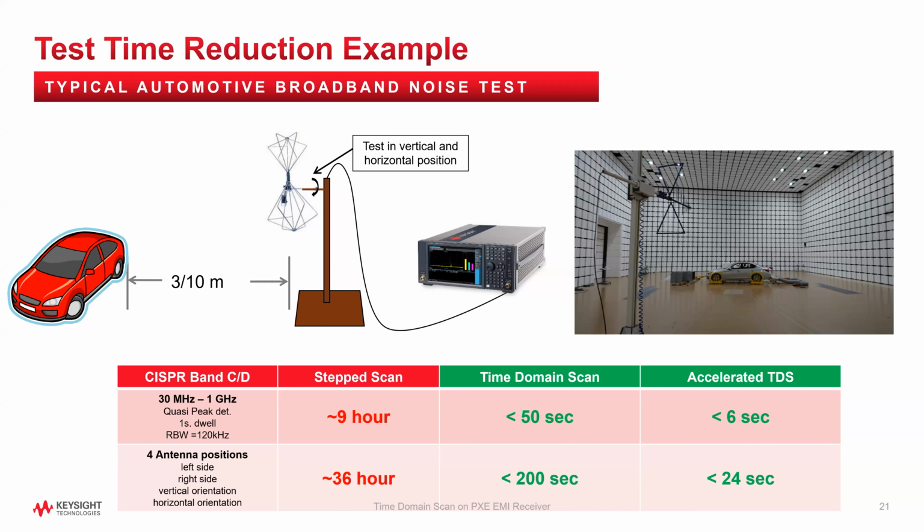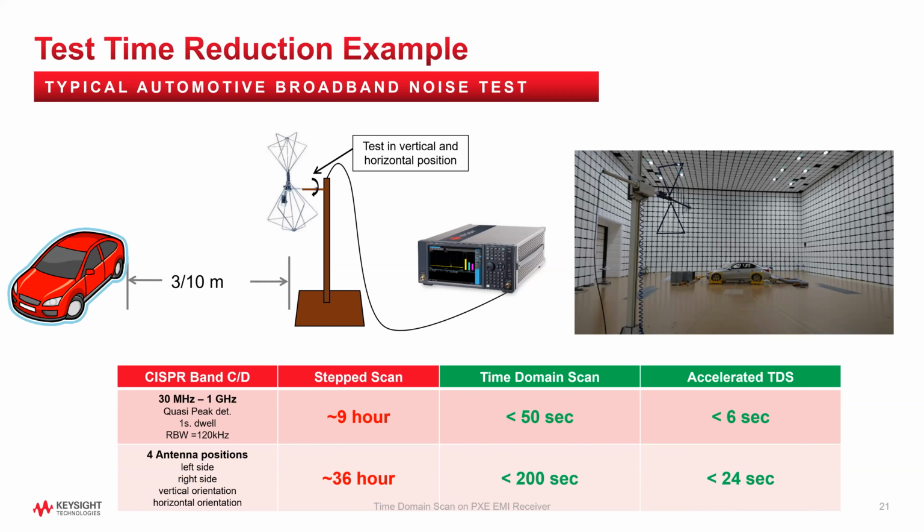With time domain, we can get that within 50 seconds. What's even more impressive with accelerated time domain scans, we can get it to 6 seconds. Now, if you look at an antenna position where you have to switch the antennas physically, you get about 36 hours for a step scan versus a 200-second scan with the time domain scan, or impressively, a 24-second accelerated time domain scan. Now, that being said, this does help make the testing time shorter.